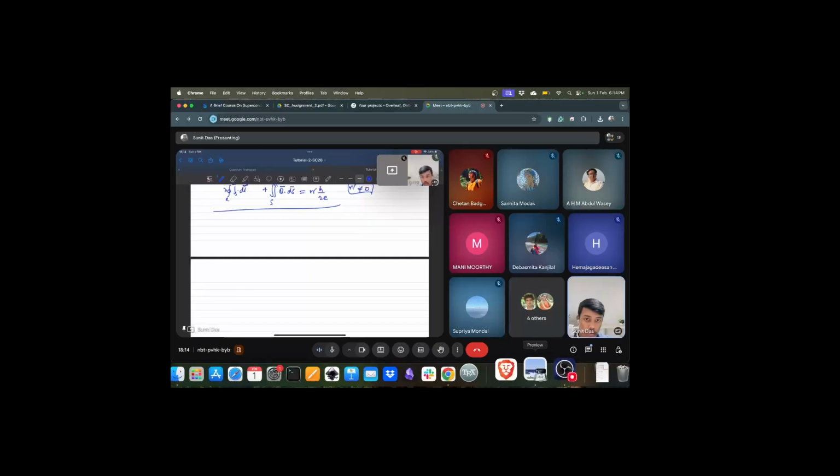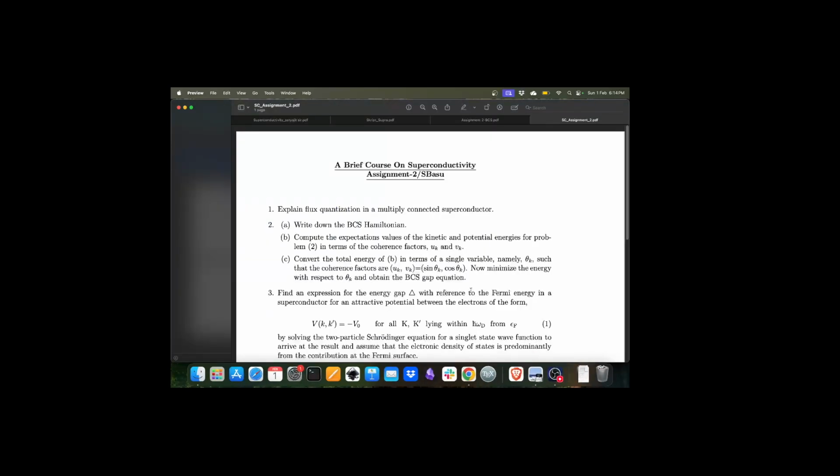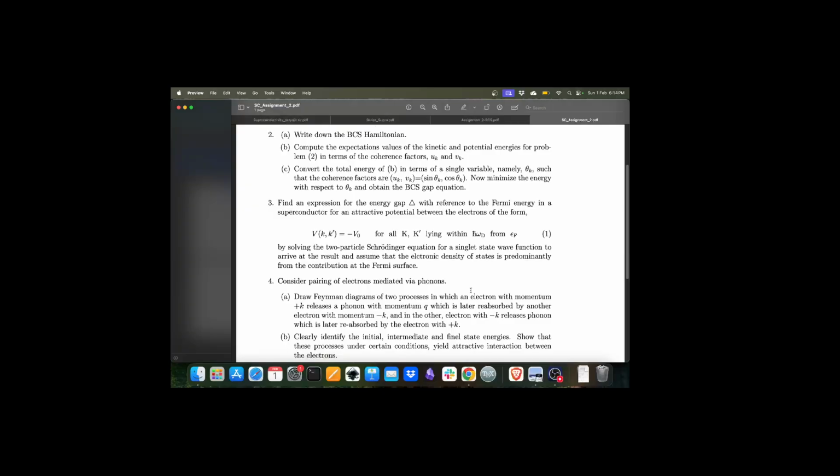Okay. So let me go to the next problem. So the next problem is the full derivation of the BCS Hamiltonian, I mean BCS energy and gap equation.